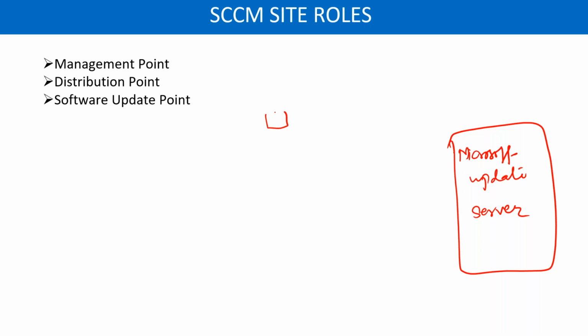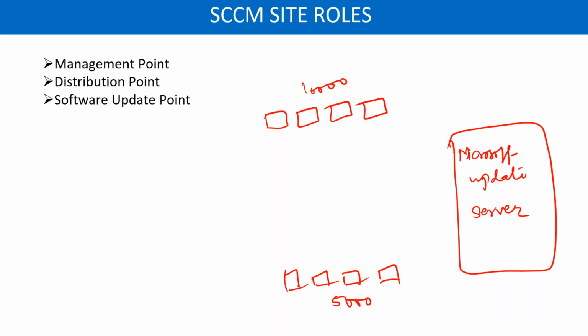Now suppose you have 10,000 computers in Mumbai, another 5,000 computers in London, right? In total, you have like 20,000 computers. You can't ask everyone to go and connect to the Microsoft update server and run Windows Update on their computer. It's not a practical approach. Rather, it is your duty to deploy updates to all the computers and make all the computers up to date. If you don't do that, then your computers are vulnerable.